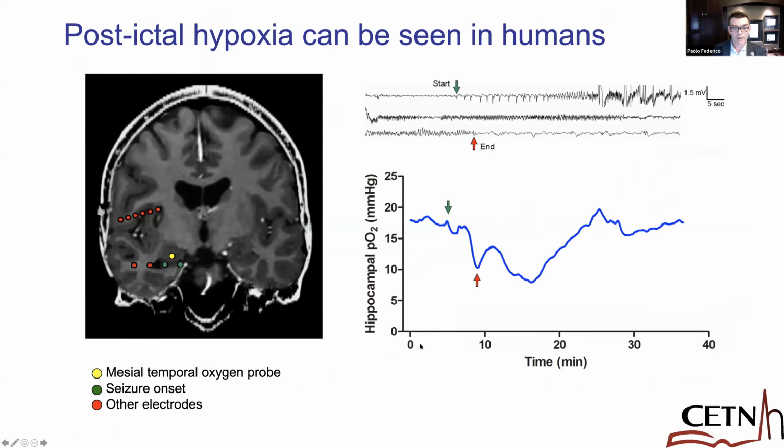So with these data, we wanted to explore the possibility of whether post-ictal hypoxia can be seen in humans. So in a few patients who were undergoing stereo EEG, shown by the red dots, whose seizure onset zone was shown by green here, we implanted an oxygen probe in the right hippocampus. And during a recorded seizure shown here, we found that oxygen levels actually decreased, much like the case in animals. And it continued with a transient increase after the seizure terminated, just like we saw in the animals, followed by another decrease for approximately 20 to 30 minutes before returning back to baseline.